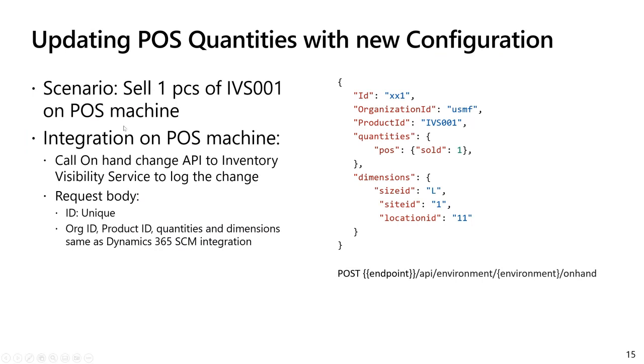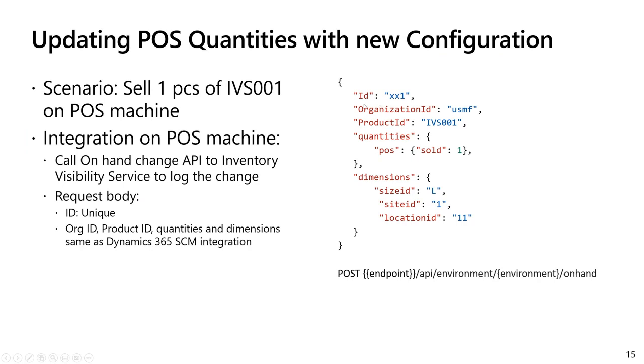At this point, we are updating the POS quantities with the new configuration. We can use what we call an on-hand change event. We want to sell one piece of the item IVS001 on the POS machine. The integration on the POS machine is nothing more than calling what we call the on-hand change API, showing on the right side of the page. The API is called, and inventory visibility service logs the change and updates the quantities correspondingly.